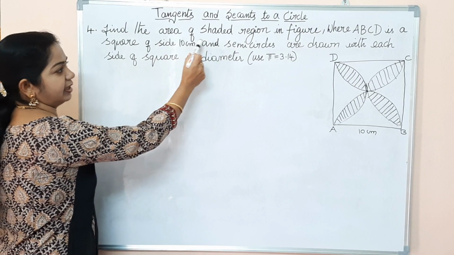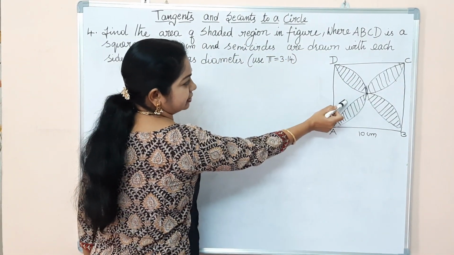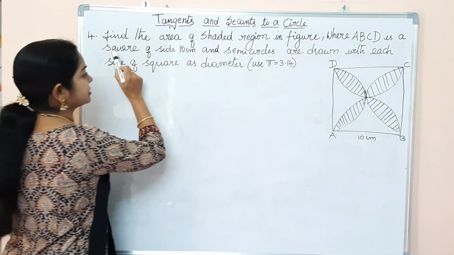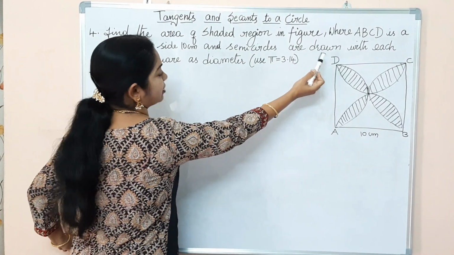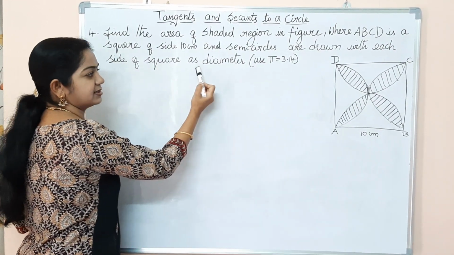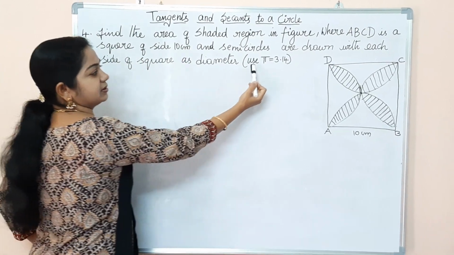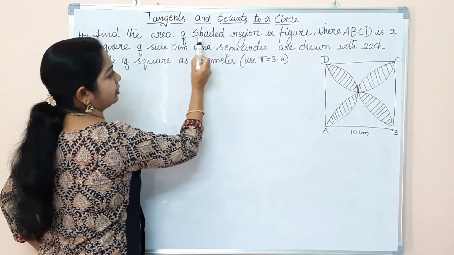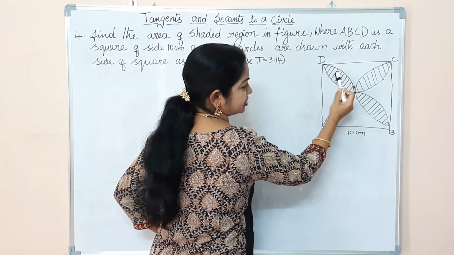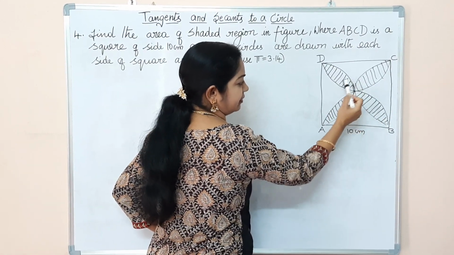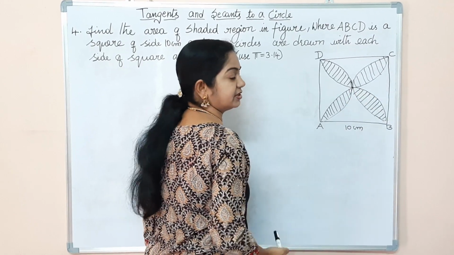So find the area of the shaded region in the figure where ABCD is a square of the side 10 centimeters and the semicircles are drawn with each side of square as the diameter. So here it is asked area of the shaded region. See the figure here. The shaded part is this. We have to find the area of the shaded region.